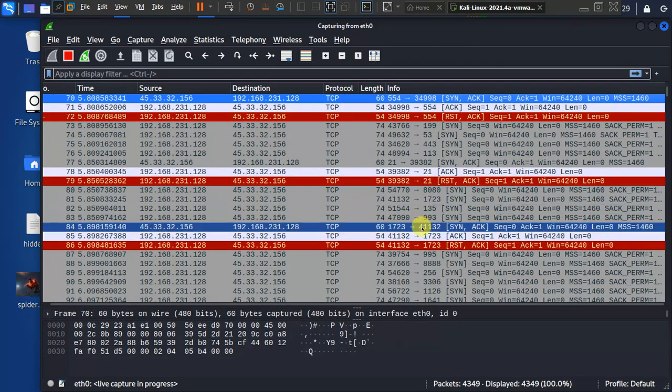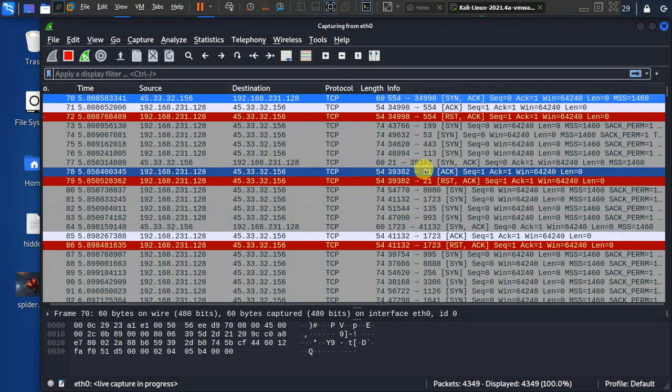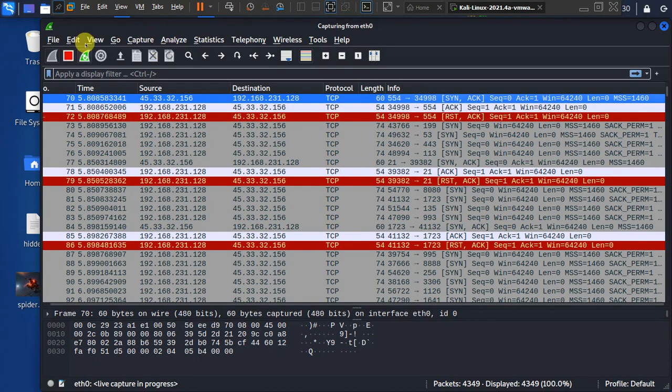You can see we are getting a response from ports 21 and 23. Like I told you, 21 is open, and 554 is open. So these ports are open, that's why we are getting a response. You can see this is from my machine.